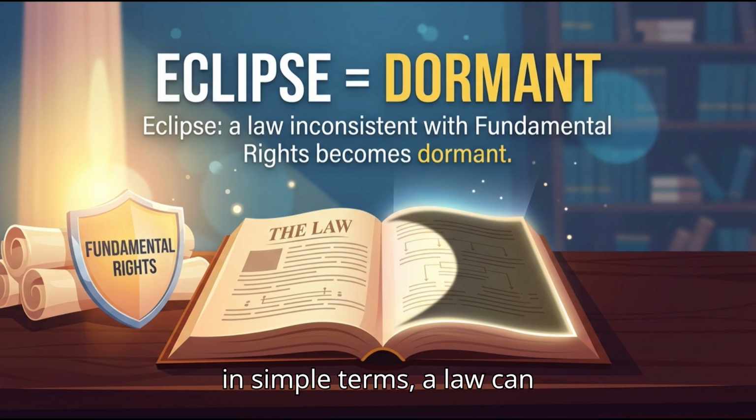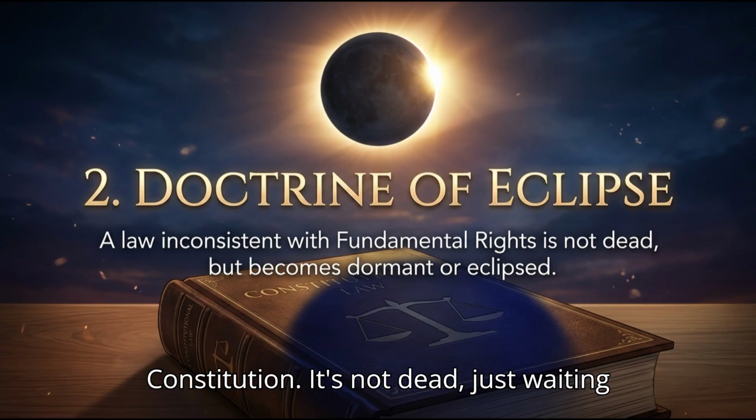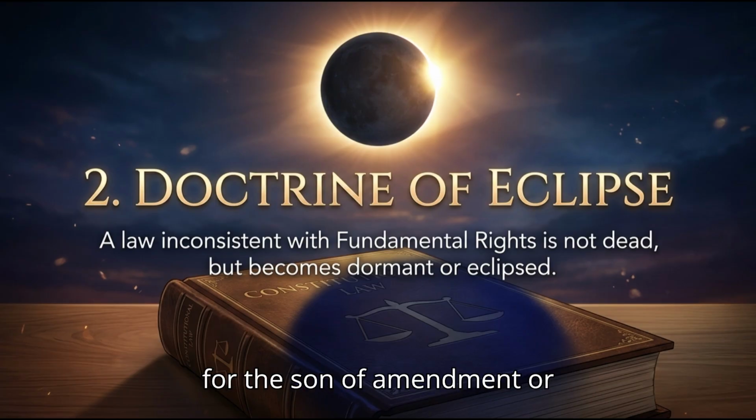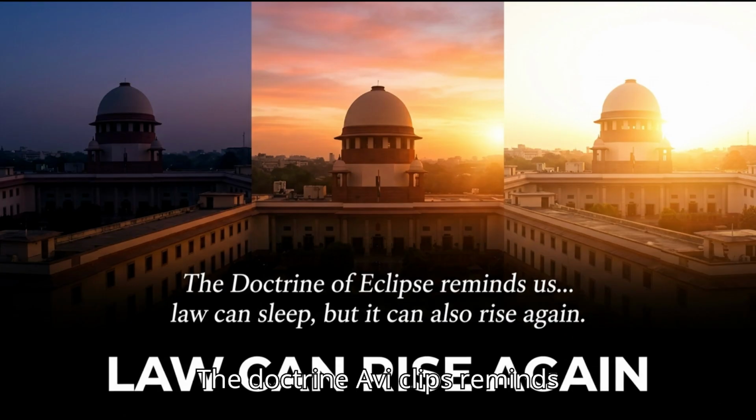Closing. In simple terms, a law can be temporarily eclipsed by the Constitution. It's not dead, just waiting for the sun of amendment or conformity to shine upon it. The Doctrine of Eclipse reminds us that constitutional supremacy and legal continuity can coexist. Law can sleep, but it can also rise again.